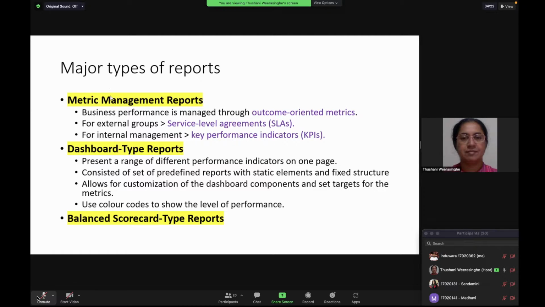Then we have some kind of service level agreements, na? Okay, with the outside parties in the organization. Those things you might have discussed even in project management. Yes, some kind of agreements we sign. Even in the information system management subject, you discussed service level agreements.